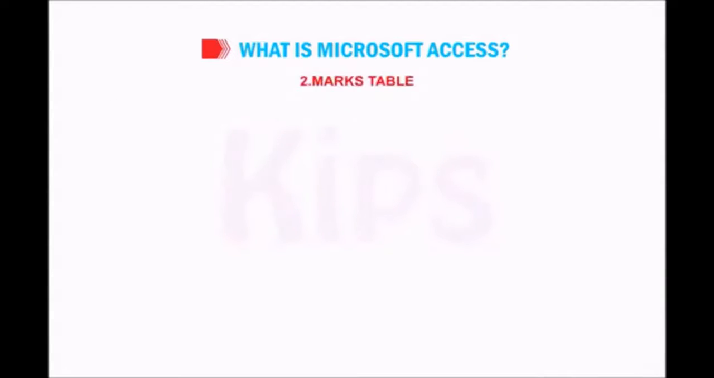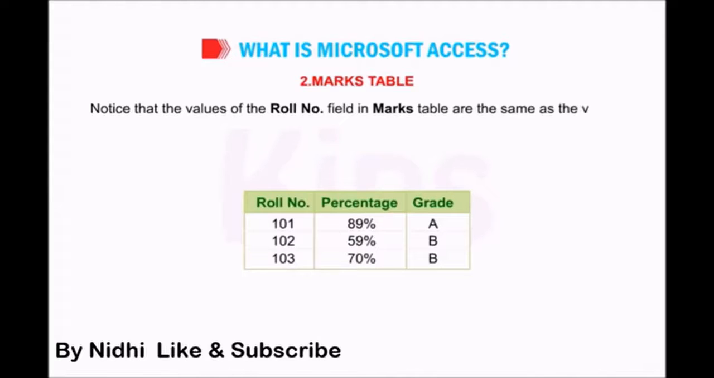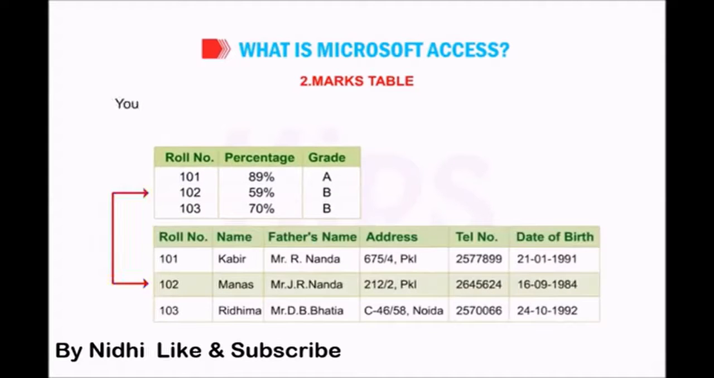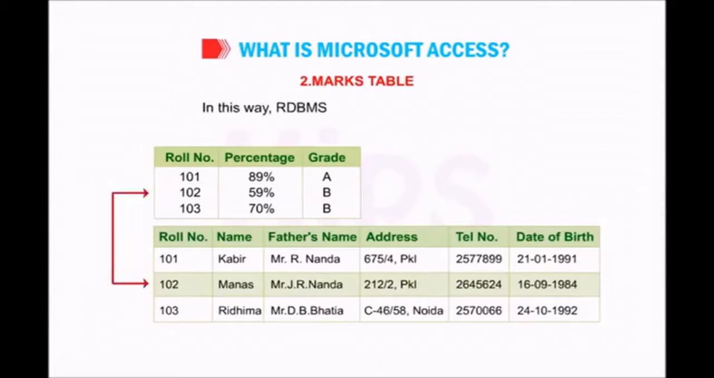Number 2. Marks Table. Notice that the values of the roll number field in Marks table are the same as the values in the Students Information Table. You can define a relationship between both the tables using a common field, that is, roll number. In this way, RDBMS reduces the duplicity of data.